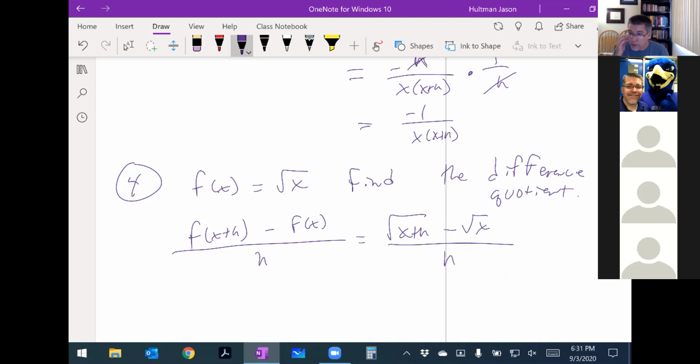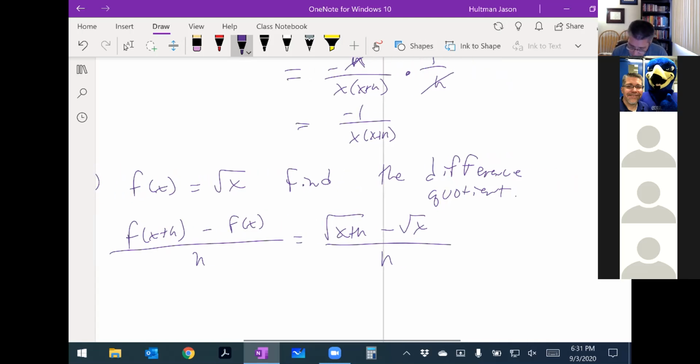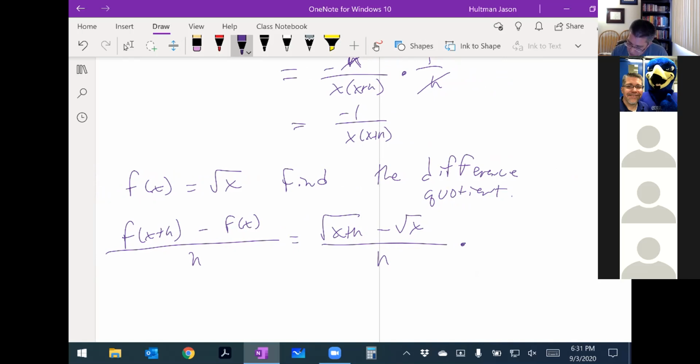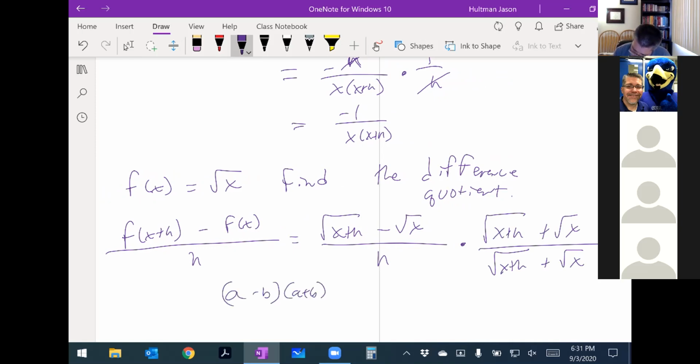Now, what I'm going to do next is a little sneaky. You probably wouldn't know to do this intuitively, but I'm going to use something called the difference of two squares to simplify. So I'm going to multiply by radical x plus h plus radical x over radical x plus h plus radical x. Why am I doing that? Because if I have this pattern, a minus b times a plus b, that's a squared minus b squared. It's called the difference of two squares. And you can prove that to yourself just by multiplying it out.